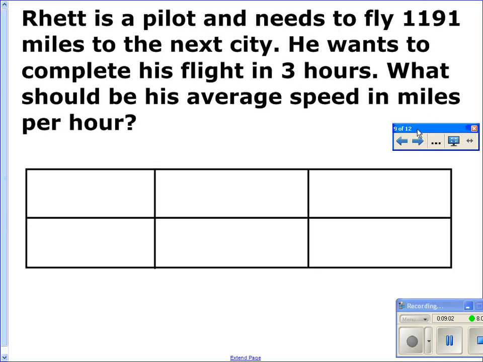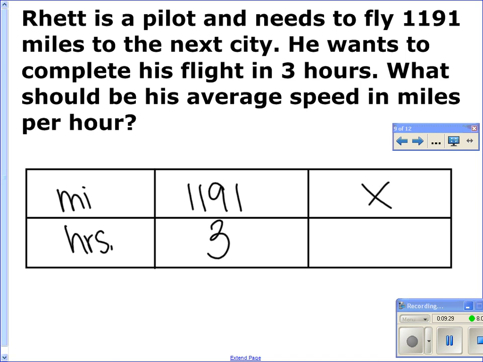Let's do another one. It says Rhett is a pilot and needs to fly 1,191 miles to the next city. He wants to complete his flight in 3 hours. What should be his average speed in miles per hour? You can pause the video and work it out. Okay, so you should have set up miles to hours, 1,191 miles to 3 hours.